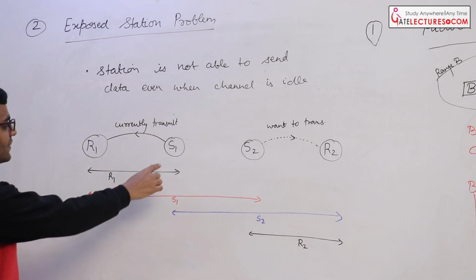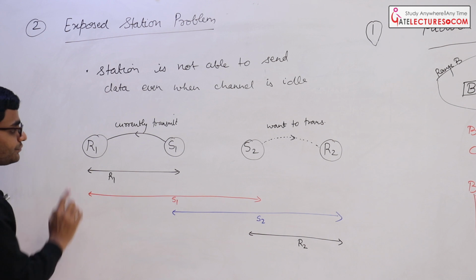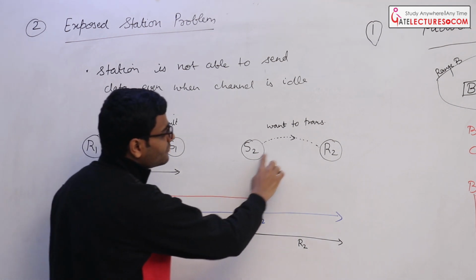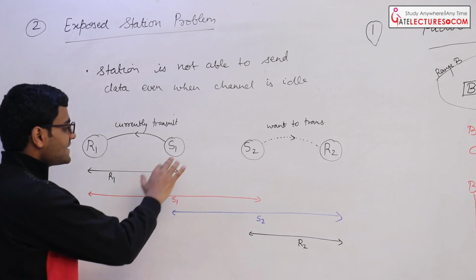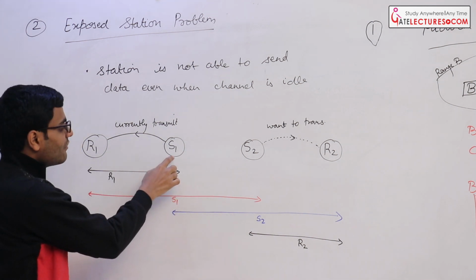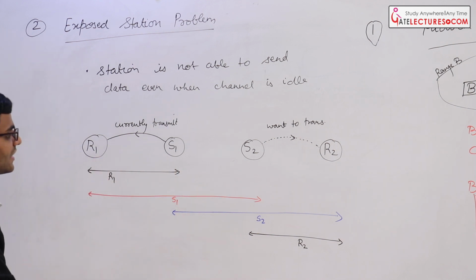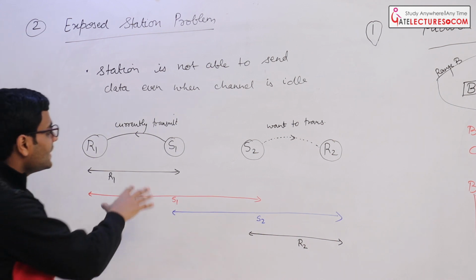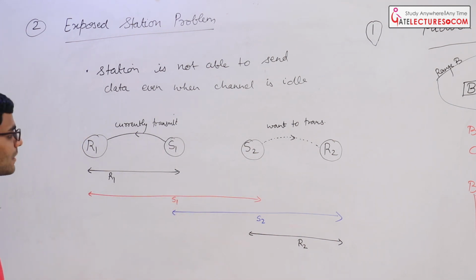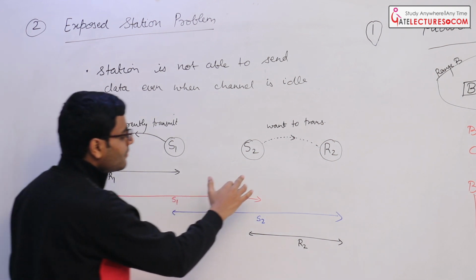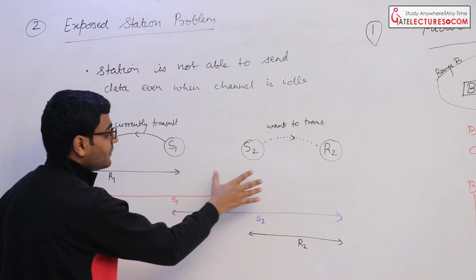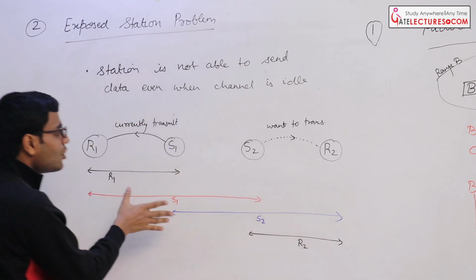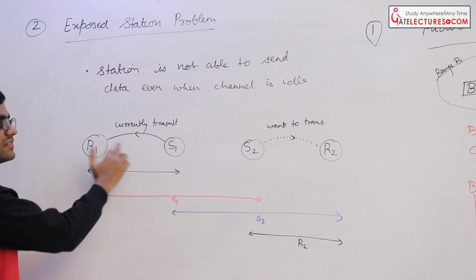Now currently S1 is transmitting data to R1, and now S2 wants to transmit some data to R2. But since S2 is in the range of S1, when S1 is sending data to R1, S2 assumes that it cannot send the data to R2 because someone in its range is sending some data. But if you see, there is no problem. S2 can send data to R2 because there is no interference. S2 can easily send data to R2, it will not interfere with the transmission over here.